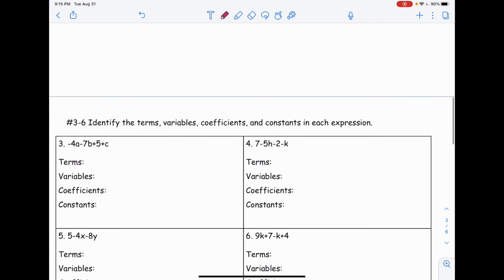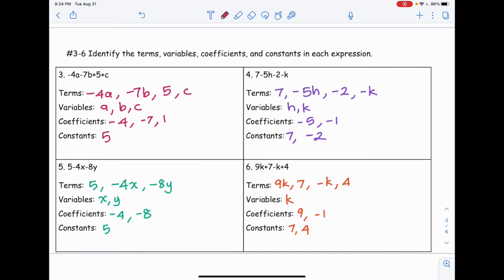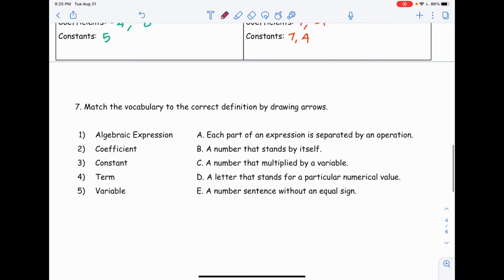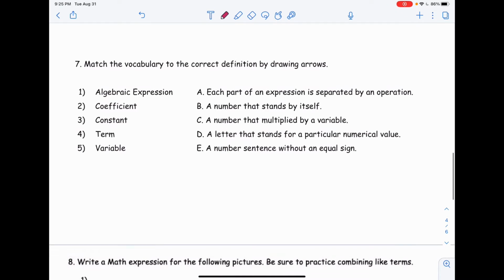Okay, now please pause the video and complete the following questions, number 3, 4, 5, and 6. It's time to check the answers. Okay, let's move on. Question number 7, match the vocabulary to the correct definition.